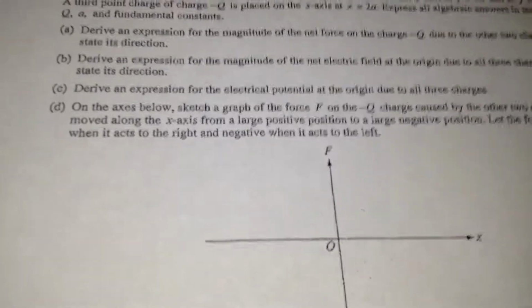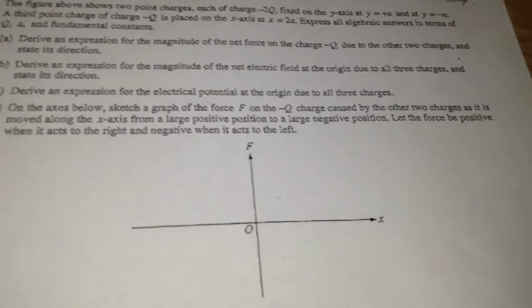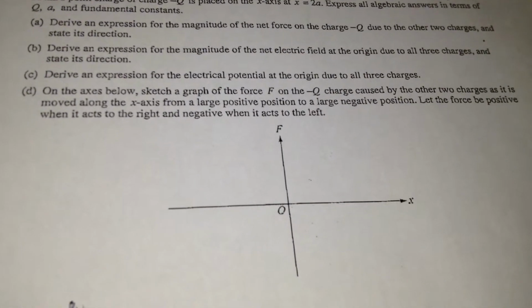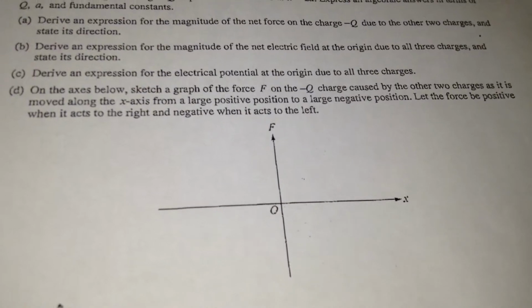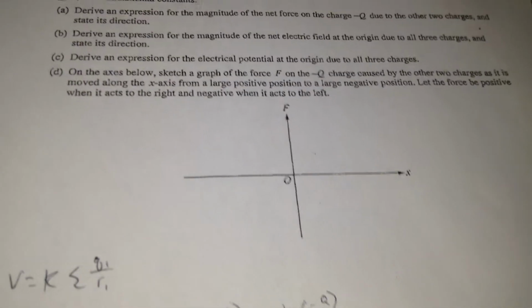So now, part D. On the axes below, sketch a graph of the force on the negative q charge caused by the other two charges as it is moved along the x-axis from a large positive position to a large negative position. Let the force be positive when it acts to the right and negative when it acts to the left.